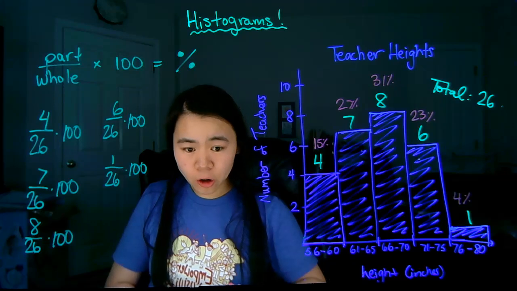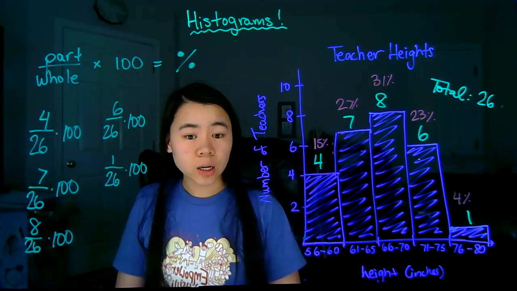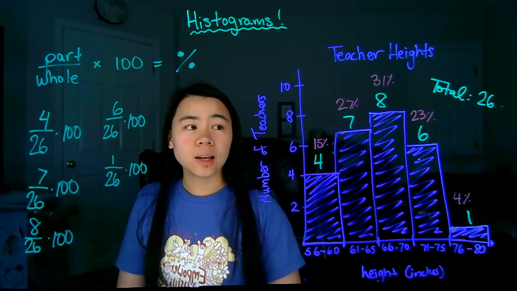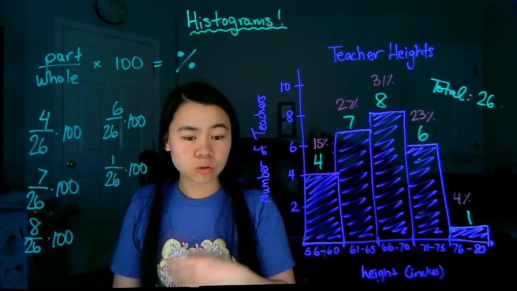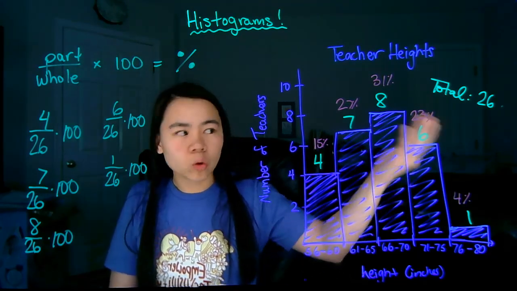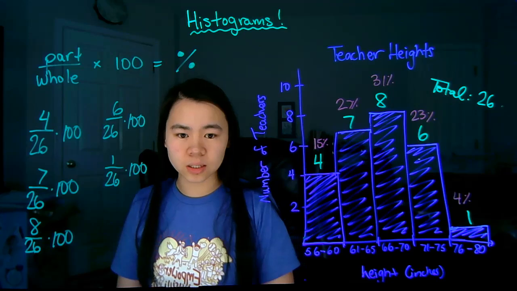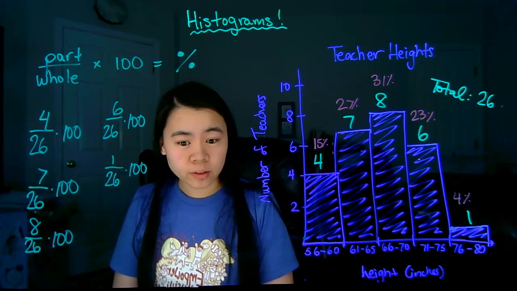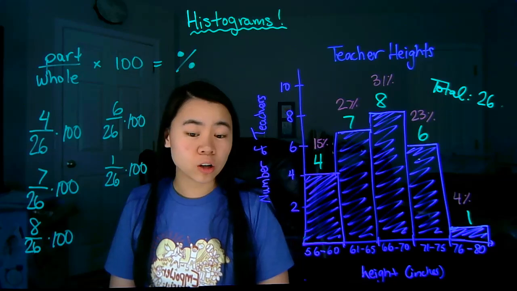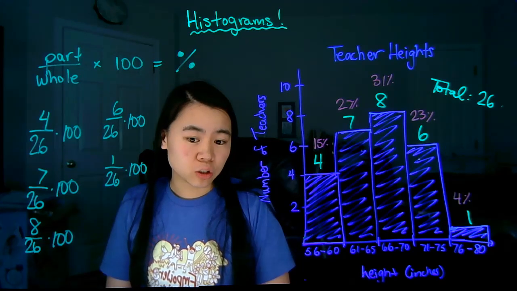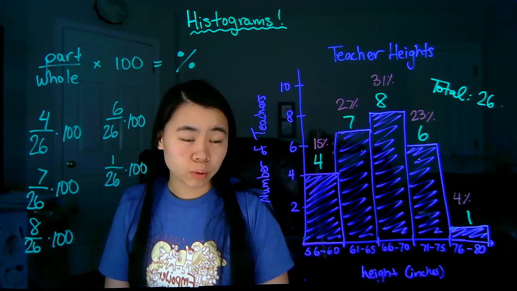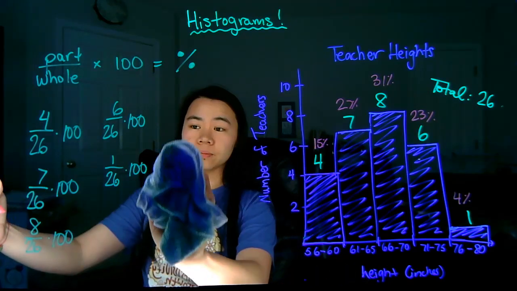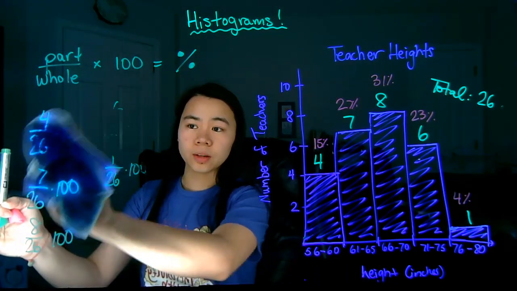Now, if you add up all your percentages, you should get very close to 100. In a perfect world, if we didn't get all these decimals, then your percentages will add up to 100, because you can't have more than 26 teachers if you only asked 26 teachers. But with our decimals, we rounded, so maybe it's closer to 99 or 101. But your percentages should be a perfect 100 or very close. I'm going to go ahead and erase this. This is how you figure out your percent.